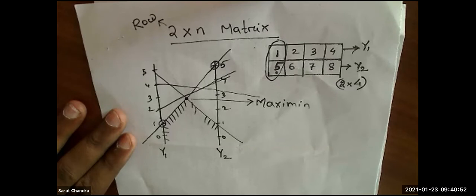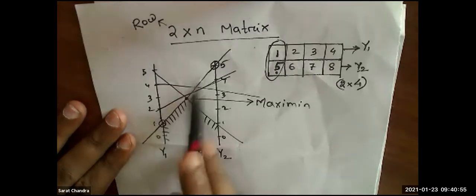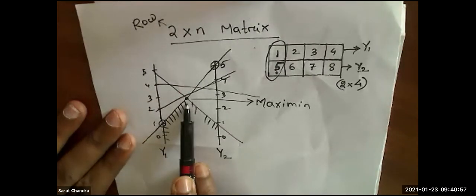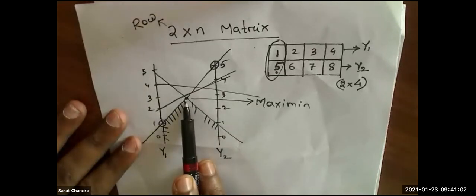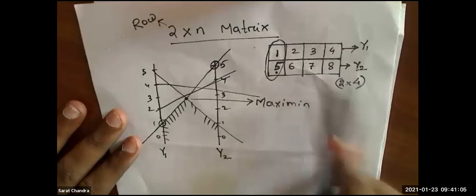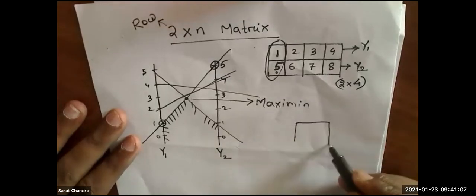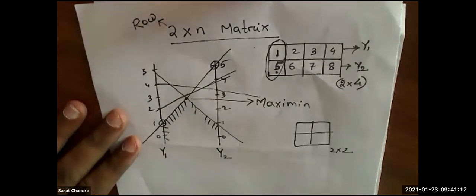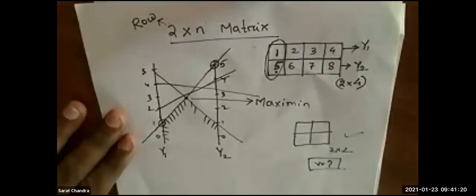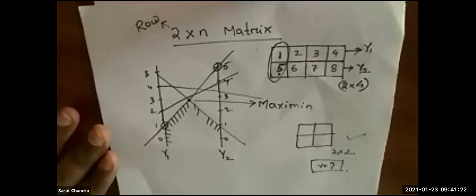Then what we have to do? We have to locate which two lines are passing through that point. Those 2 lines we have to locate from here. Then we form a 2 by 2 matrix, and you know how to solve a 2 by 2 matrix. By solving this matrix, you will get the value of the game. This thing we did in our last class for a 2 into n matrix.